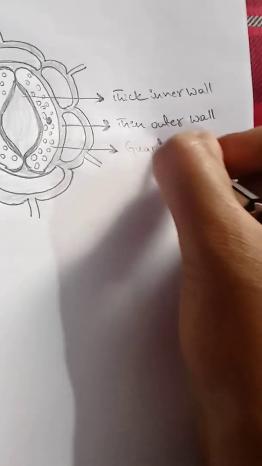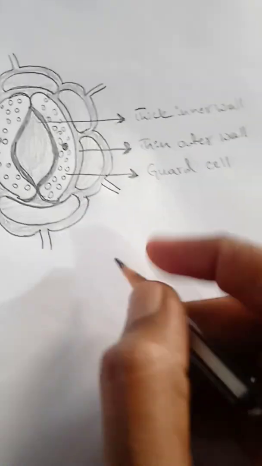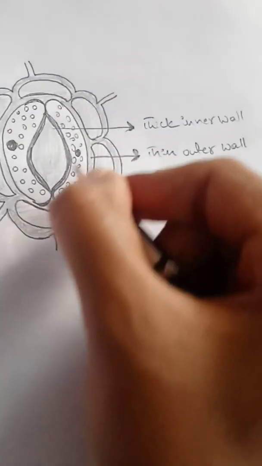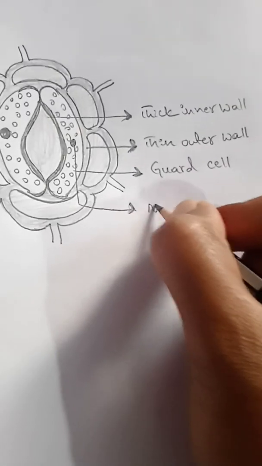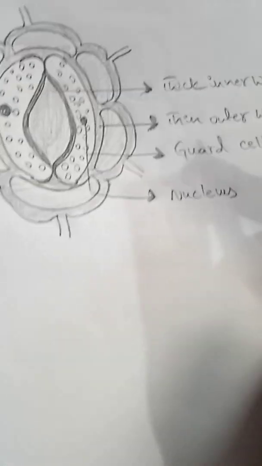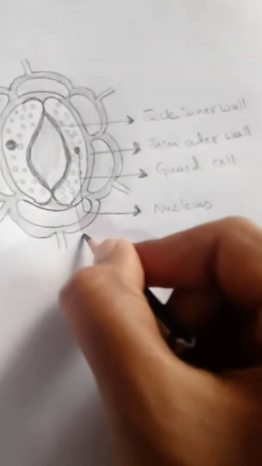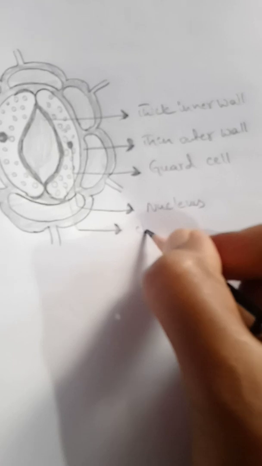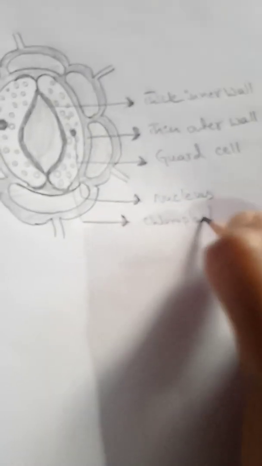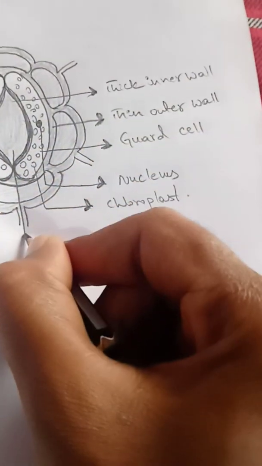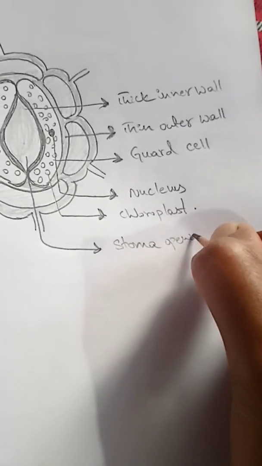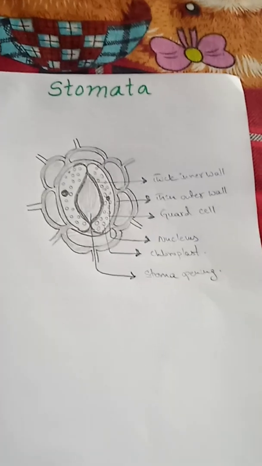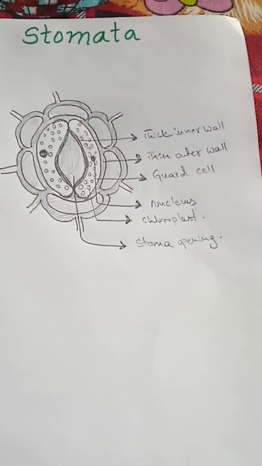Next, these are called guard cells. In the TS of a leaf, we have seen the guard cells. Next, we are having the nucleus. Next, these bubbles are called chloroplast, and this is called the stoma opening. This is the final picture and also the labeling parts of this stomata.